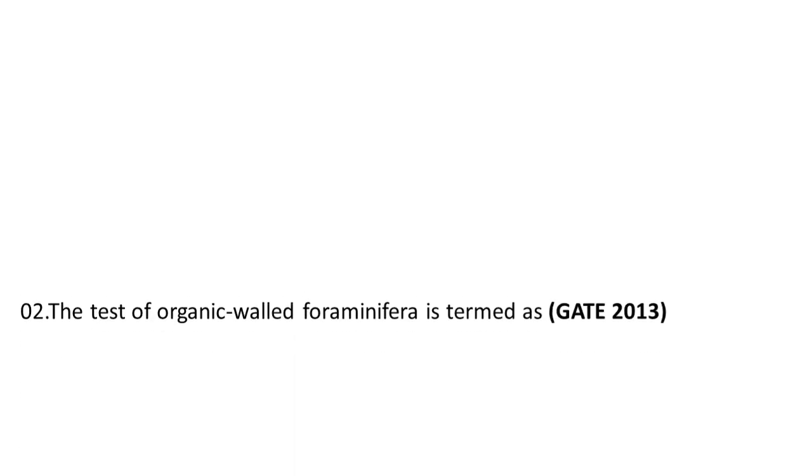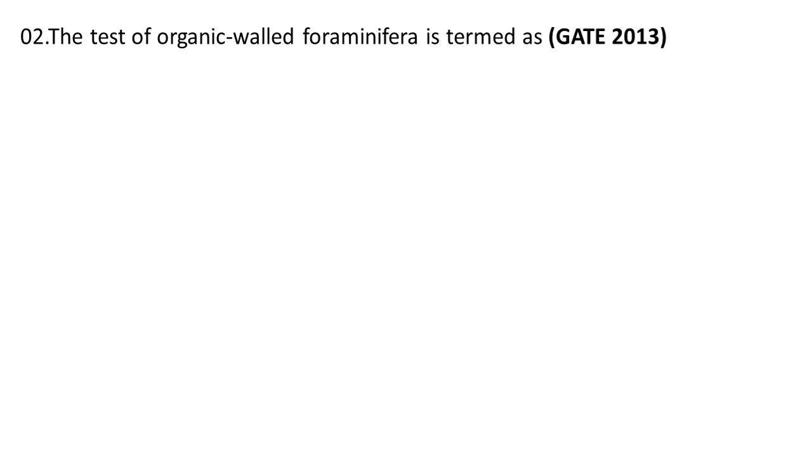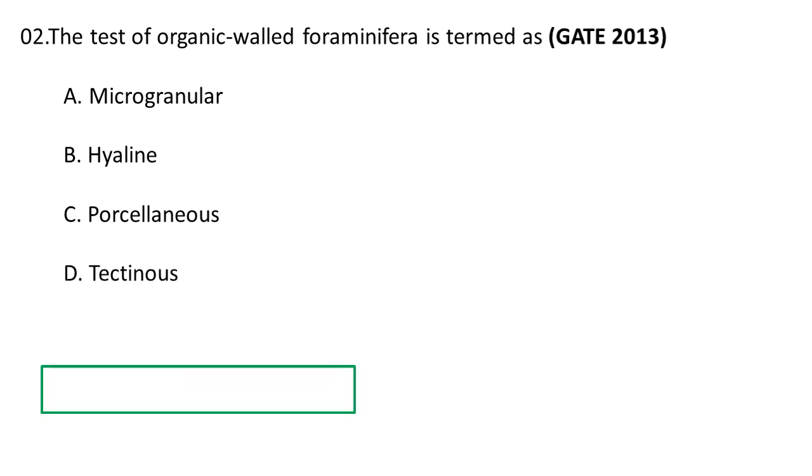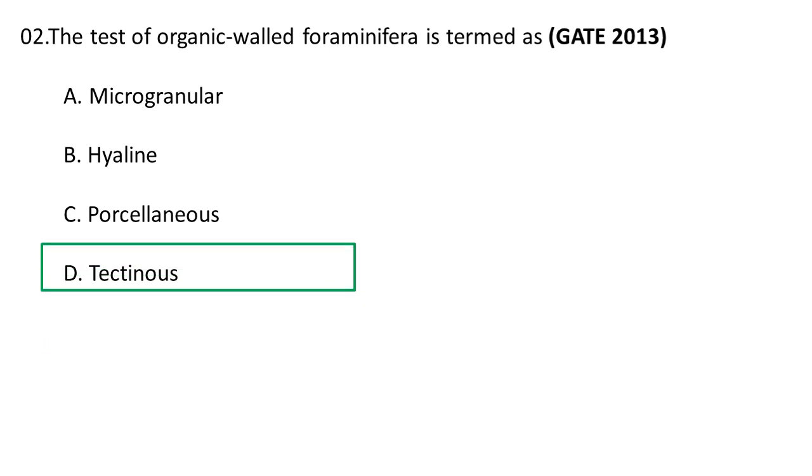Next question. The test of organic walled foraminifera is termed as, the choices are A. Microgranular, B. Hyaline, C. Porcelainous and D. Tectinous. The test of organic walled foraminifera, the allogromids, is made up of tectin, which is a soft and flexible organic material. So it is termed tectinous. D is the correct option. Next question.